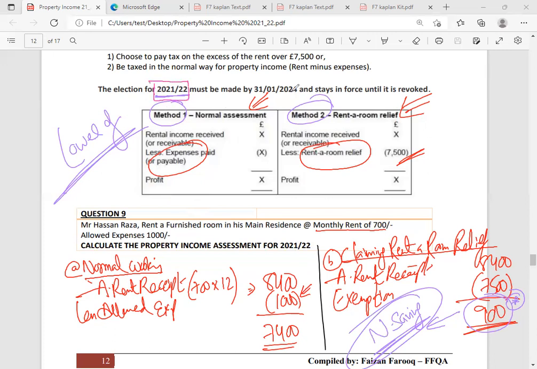For the tax year 21-22, you have to inform the government that you are claiming room relief by 31st January 2024. Means you need to inform the government, hey government, I am claiming room relief. The last date to claim the room relief for the tax year 21-22 is 31st Jan 2024. This is rent a room relief and the date. Any questions, please?